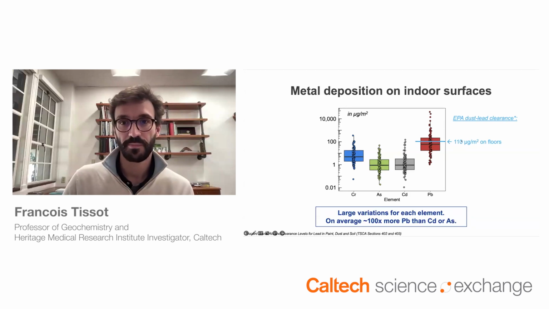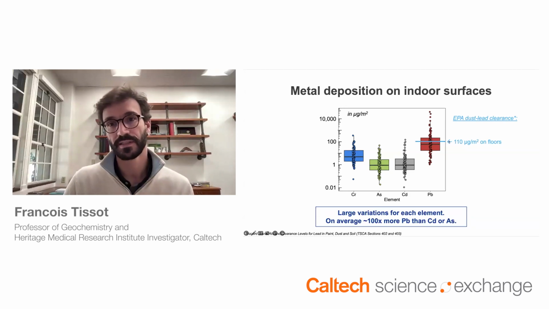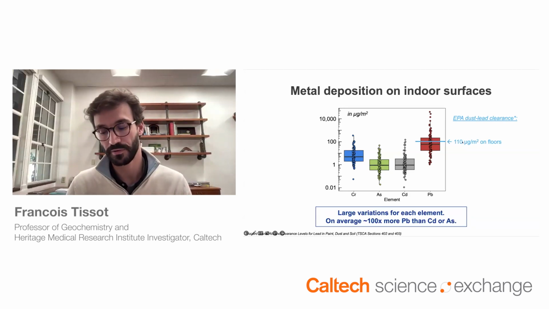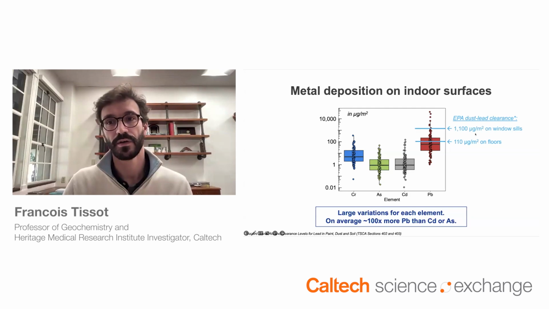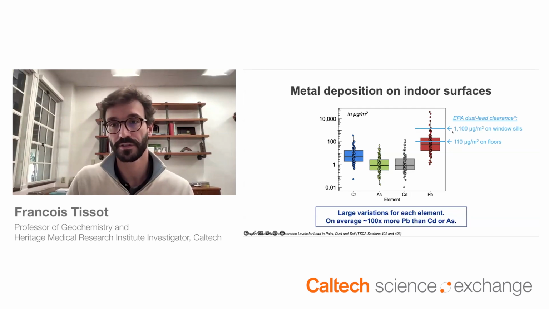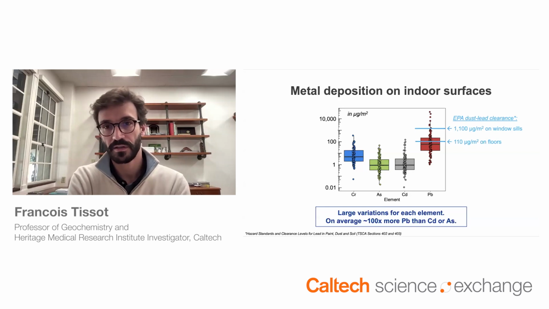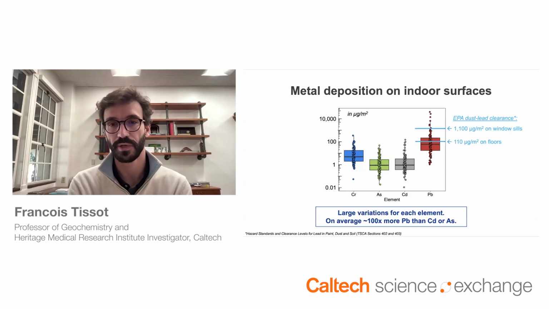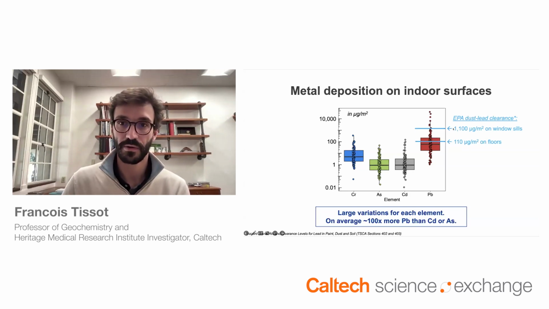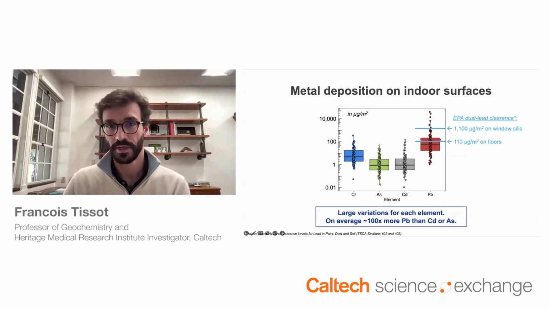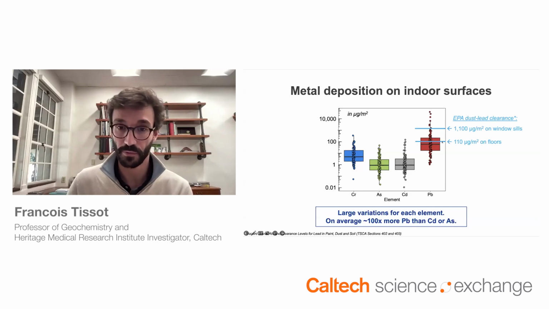On the floors, the EPA recommends that there should be less than 100 micrograms per square meter for it to be safe. On window sills, they recommend less than 1,000 micrograms per square meter. So although we can clearly see that the fire has released lead, and we can see an enrichment in the samples we have taken in the Caltech buildings, a lot of the values are still below the EPA window sill clearance threshold. Half of them are above the floor requirement, and we will look at that in more detail.